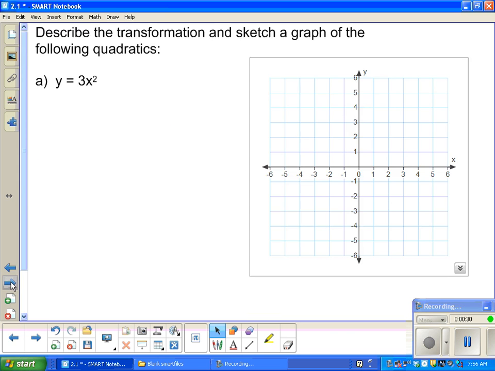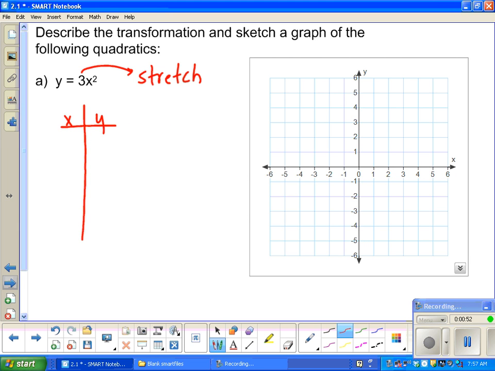All right, let's look at a couple graphs and examples. What we want to do is describe the transformation. So let's do that first. My transformation, this number tells me it's going to be a stretch by 3. Now we're going to sketch the graph. We know it's a parabola, and since the vertex has not shifted left or right, the vertex is going to be at 0, 0. This is just a stretch, so it hasn't shifted to the left or the right.